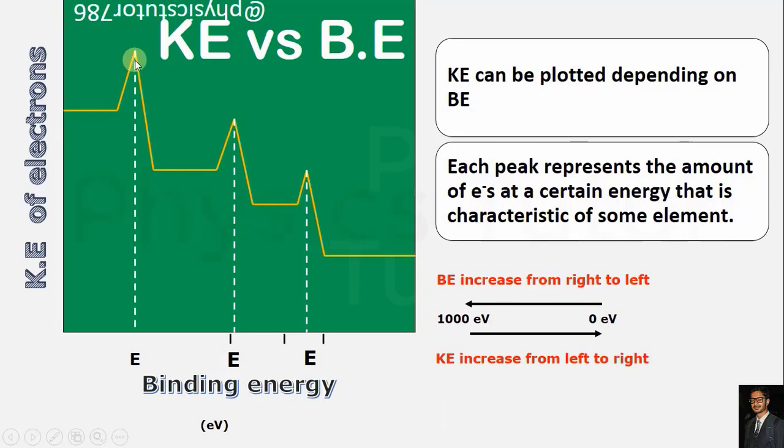So this is the first peak value of kinetic energy, this is the second peak value of kinetic energy, and this is the third peak value of the kinetic energy. So kinetic energy can be plotted depending upon the binding energy. Each peak represents the number of electrons at a certain energy that is characteristic of some element.